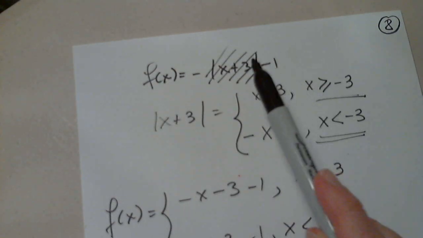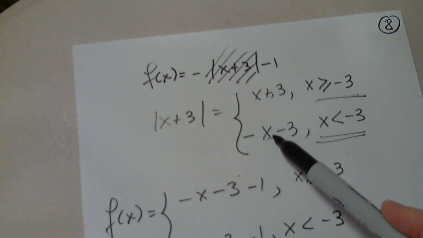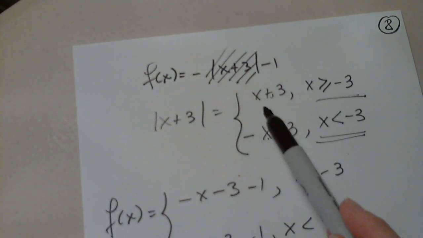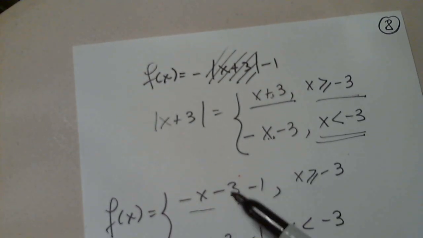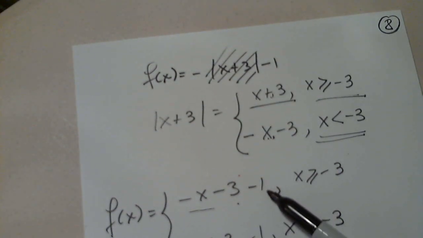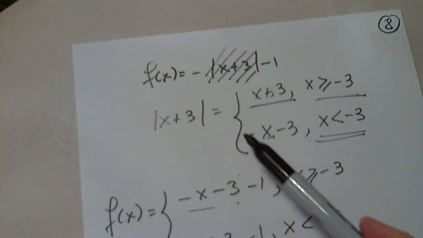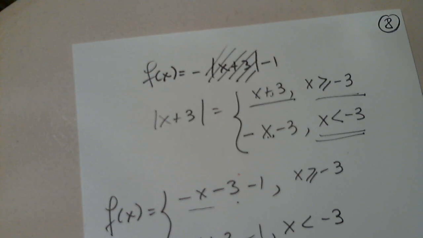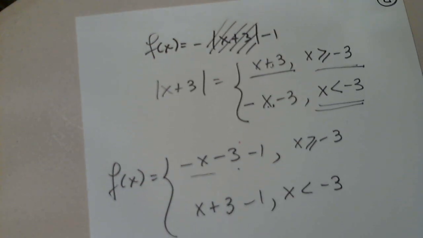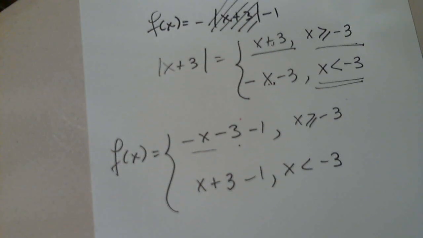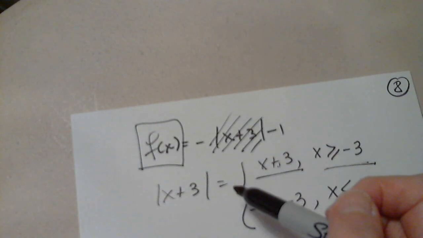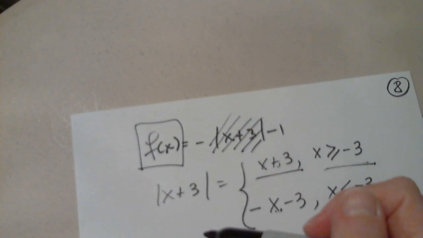The function will have two options because this piece has two options. If this piece has two options, the function must have two options. And what are they? The opposite of this, and then minus 1. What is the second option? The opposite of the second option, which is x plus 3, still minus 1. Is it done? No, I have to combine here. So the final form, so what are we trying to do here? We are trying to express f of x with no absolute value. That's the target.